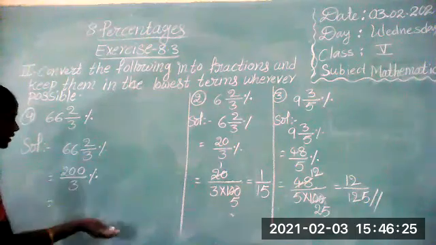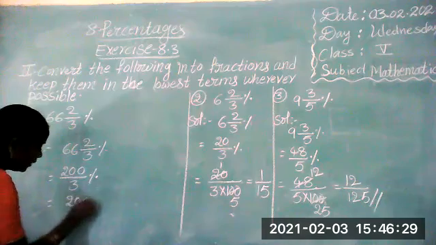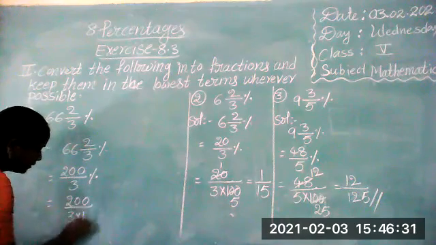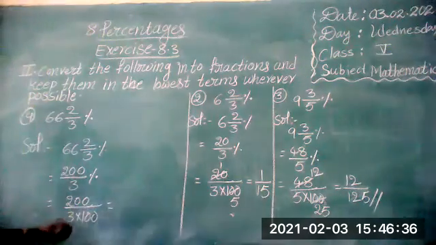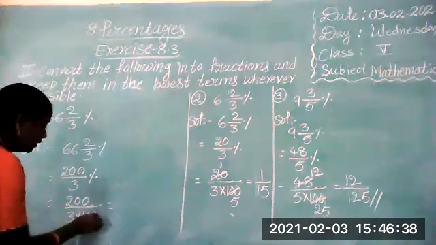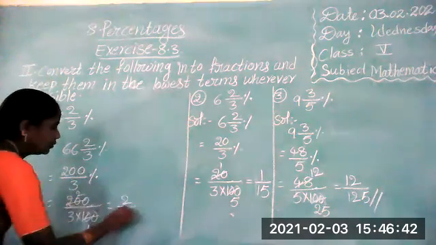Now from percentage form we have to change into fraction form. 200 by 3 into 100. If simplification is possible, do. How can we do? 100 ones are 100, 100 twos are 200. Now what is the answer? 2 by 3.